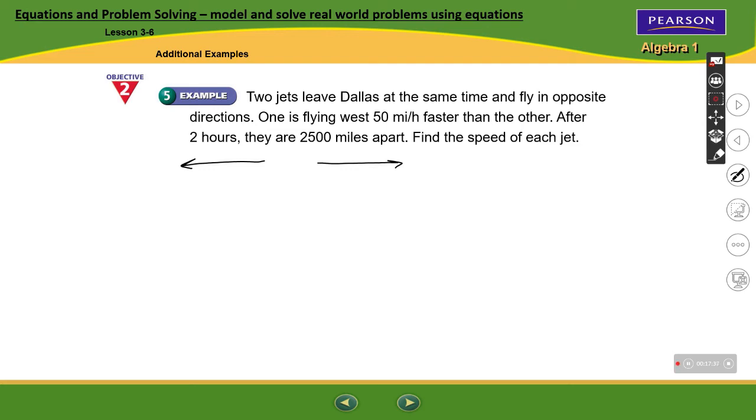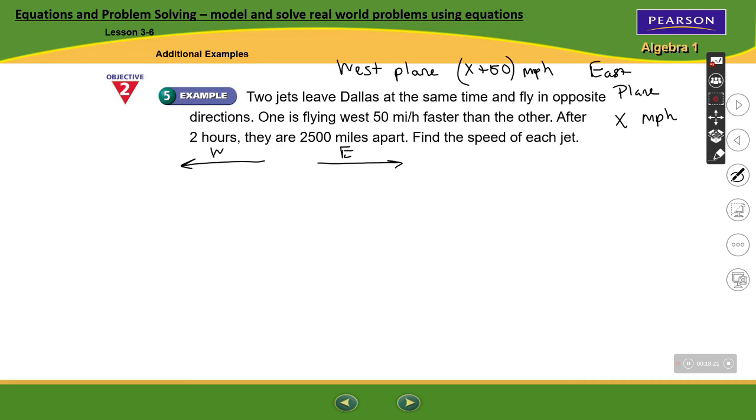We know that one is flying west 50 miles an hour faster, so we'll call this one the west one. We'll call this one the east one. 50 miles an hour faster than the other. All right, so that tells us something about our speeds. So one is flying west 50, so the fast one is flying west. So we're going to say the west plane is x plus 50 miles per hour. It's going 50 miles an hour faster, okay? And then we're saying the east plane, we're going to say its speed is just x miles per hour.